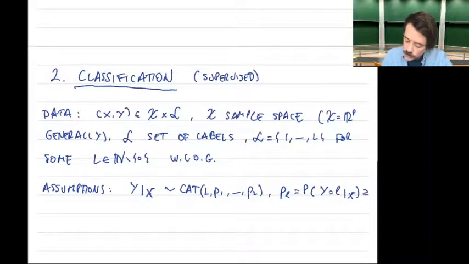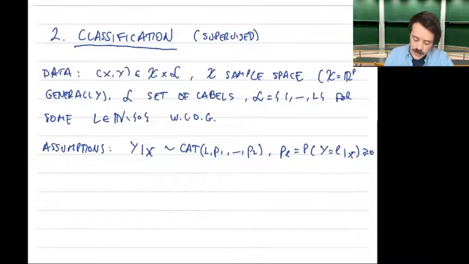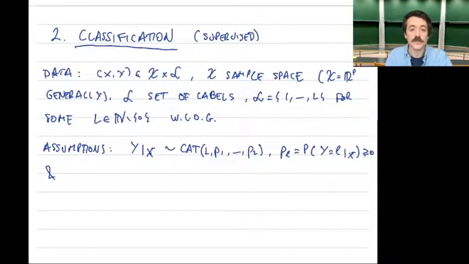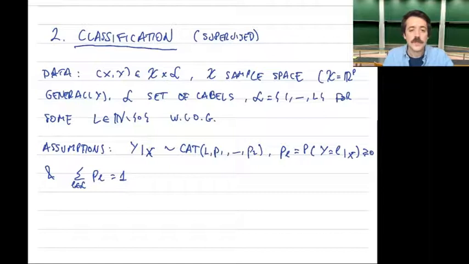Which is of course greater than or equal to 0. And then the other assumption, but this is really just coming from writing that Y given X is categorical, is simply that the sum of the P_l's is 1, okay? Okay, so maybe we can say so here. Yeah?